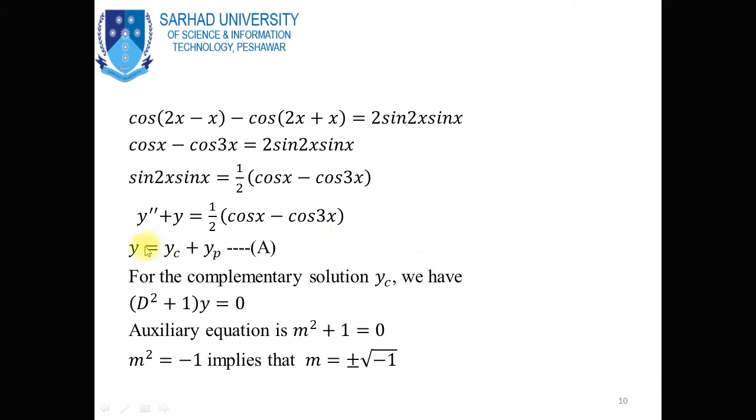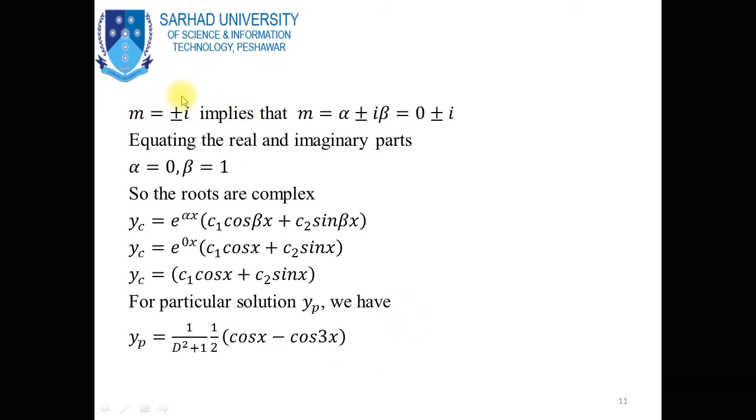So the solution is y = yc + yp, complementary solution plus particular solution. For the complementary solution, take the homogeneous part of the given equation, (D^2 + 1) y = 0. y = 0 is the trivial solution, and for the non-trivial solution, the auxiliary equation is m^2 + 1 = 0, which implies that m^2 = -1, so m = plus minus square root of -1. The roots are complex, so m = plus minus i, so m = alpha plus minus i beta, which is equal to 0 plus minus i.